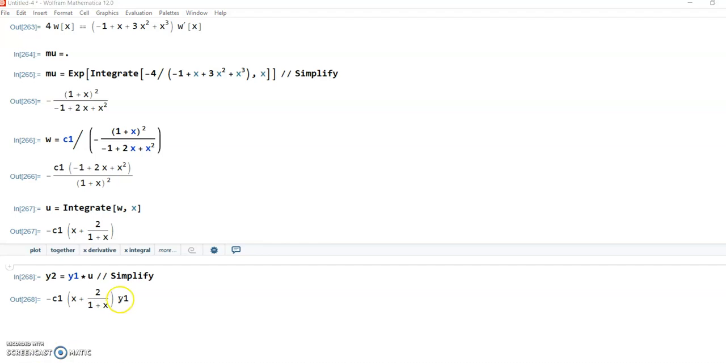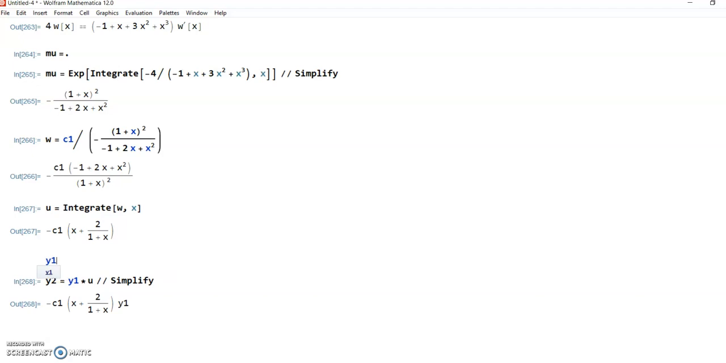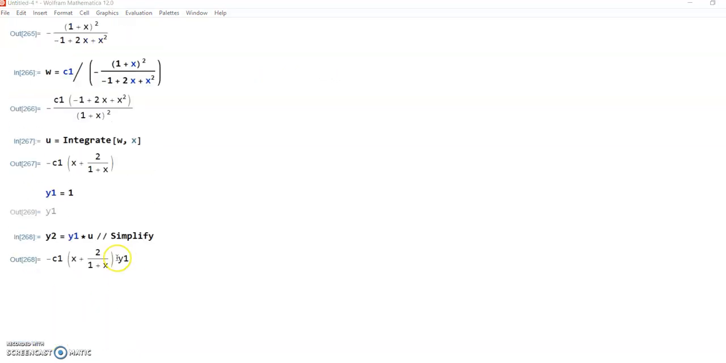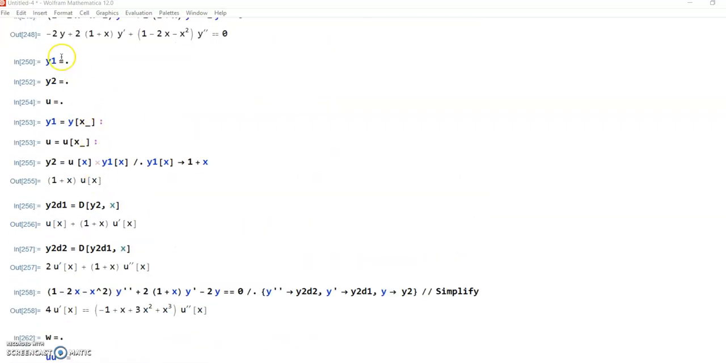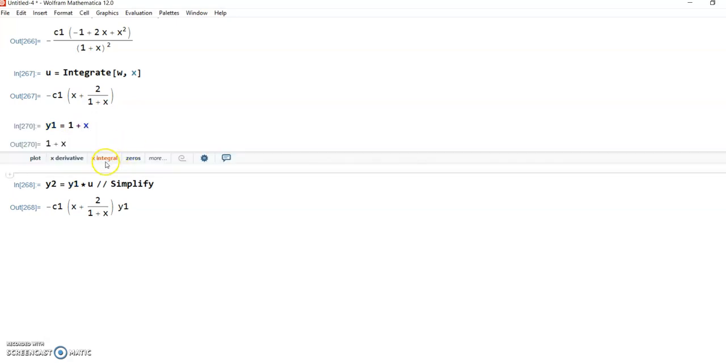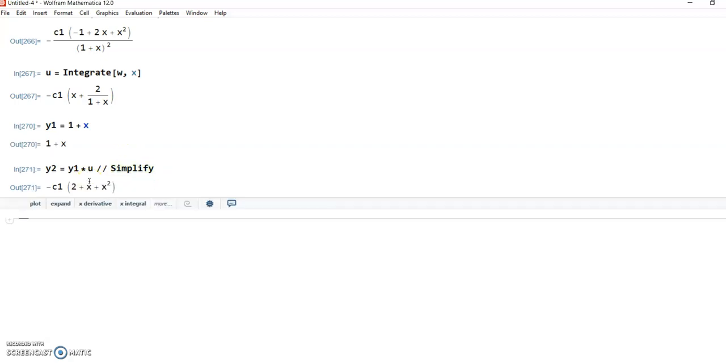The mistake is because y1 should go, so maybe we can check the value of y1. I think no value is coming, so we have to see. Because y1 was coming in the answer, it means that the value of y1 was by mistake cleared, so we can reassign the value of y1 over here. y1 was equal to 1 plus x, which was one of the given solutions. Now this will simplify it. Okay, so this is the answer.